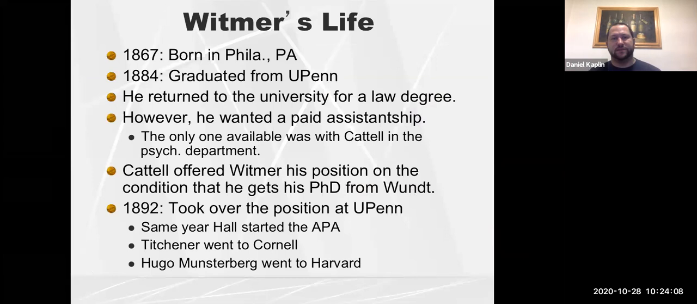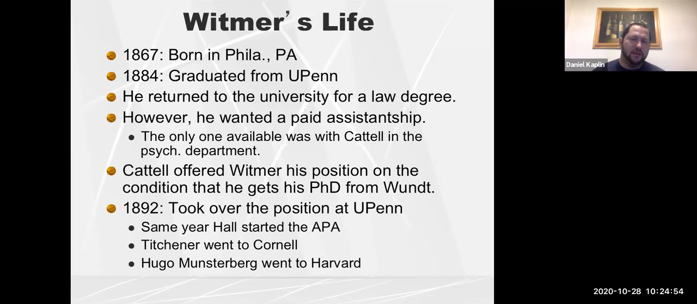So what's his story? So he was born in Philadelphia, Pennsylvania in 1867, graduated from UPenn, returned to UPenn to get a law degree, but he wanted a paid assistantship, and ultimately the only assistantship that was paid at that time was under Cattell, and Cattell was in a psych department. So Cattell offers Whitmer his position, this assistantship, if he agreed to get his PhD from Wilhelm Wundt. So he does.